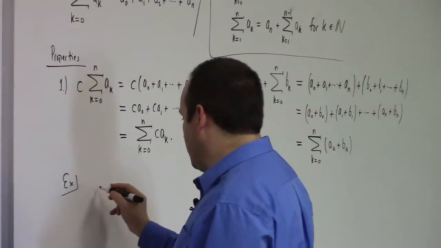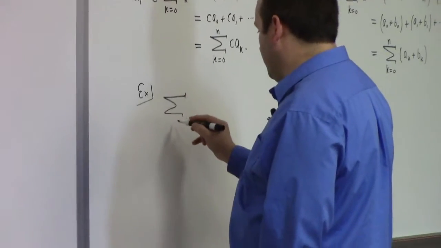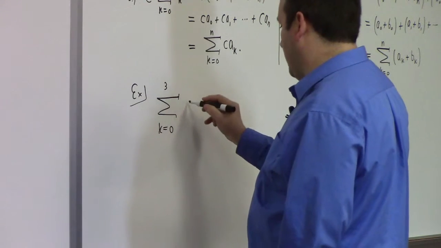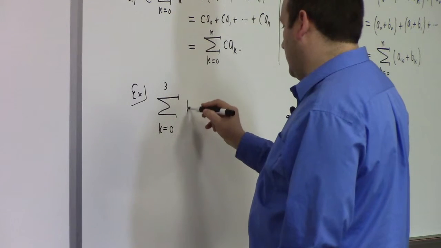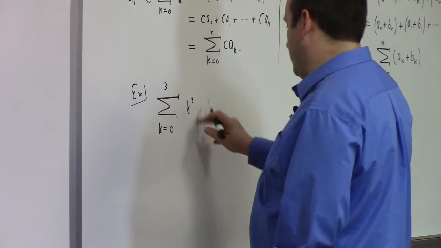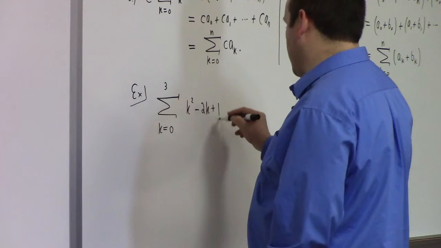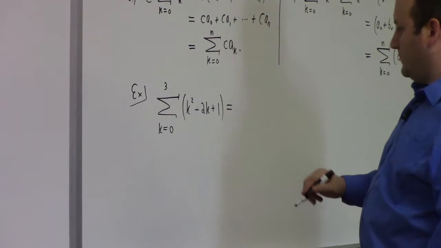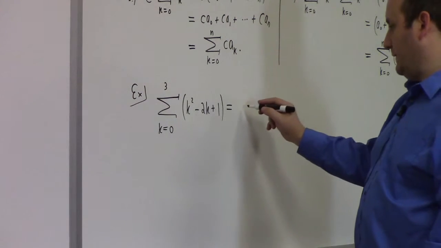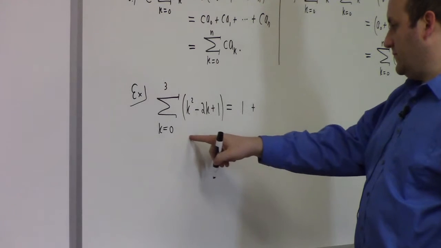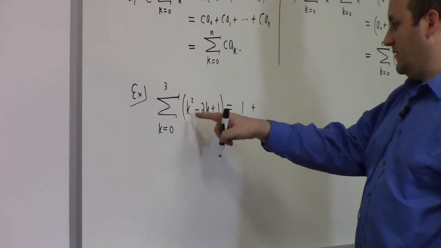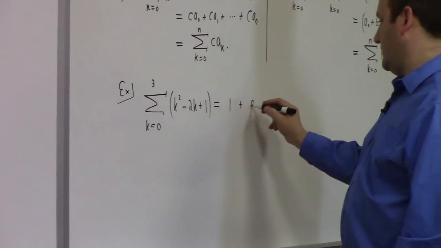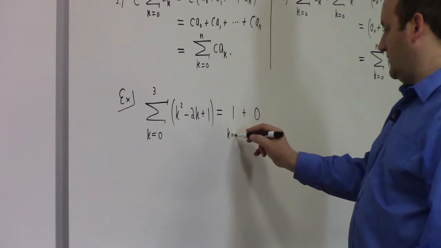So, you know, just if I have the sum k equals 0 to 3 of, say, I don't know, k squared minus 2k plus 1, what would I get? Plug in 0, what do you get? 1. Plug in k equals 1, what does that give you? 1 minus 2 plus 1. Oh, 0. Huh, funny.